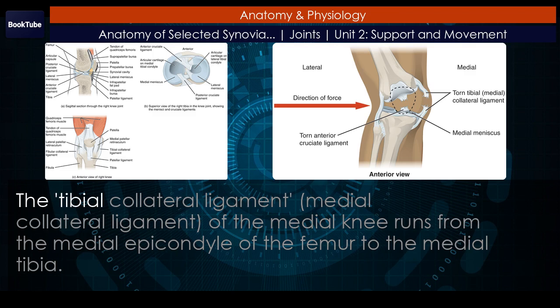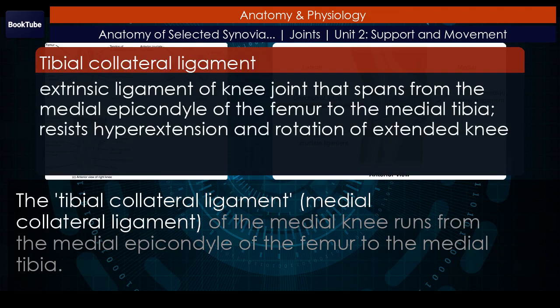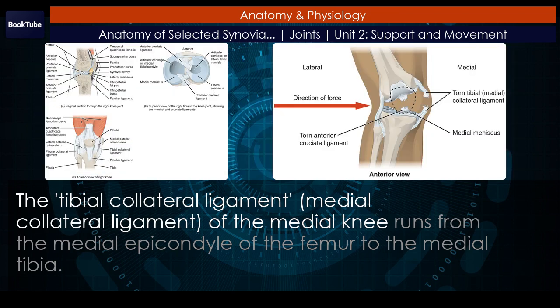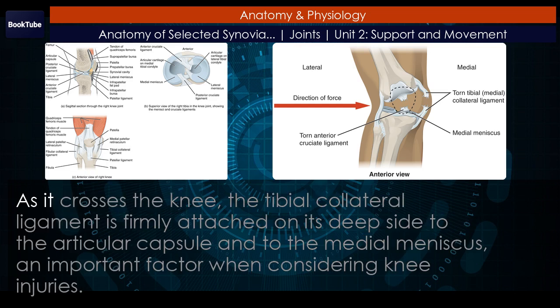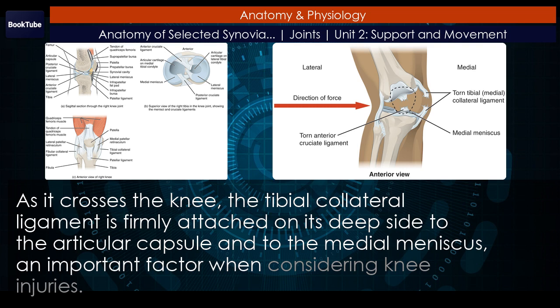The tibial collateral ligament, medial collateral ligament, of the medial knee runs from the medial epicondyle of the femur to the medial tibia. As it crosses the knee, the tibial collateral ligament is firmly attached on its deep side to the articular capsule and to the medial meniscus, an important factor when considering knee injuries.